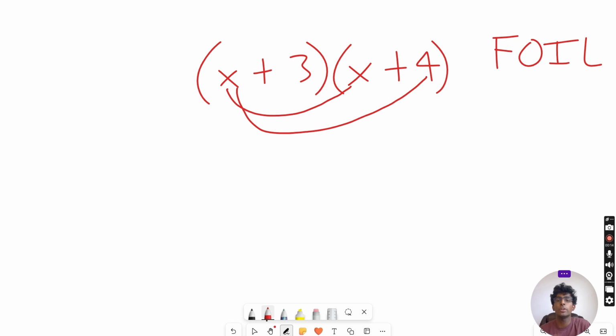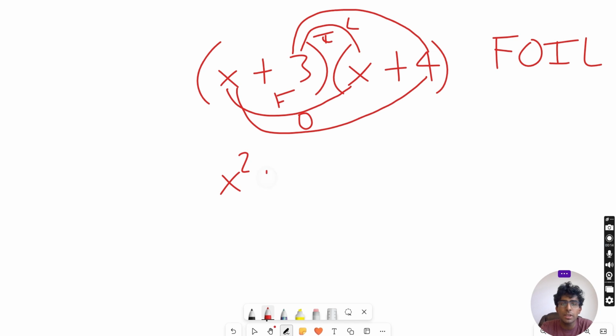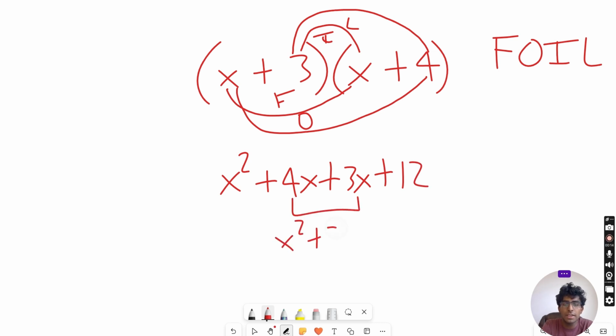So the first term on the left and the last term on the right. Inner, the two terms that are the closest together in the binomials. And then last, the other terms that we haven't accounted for, the last ones, which are usually the constants. So first, outer, inner, last. So when we do that, we're going to get x squared plus 4x plus 3x plus 12. Which we can simplify these like terms to get x squared plus 7x plus 12. So that's how we do foiling.